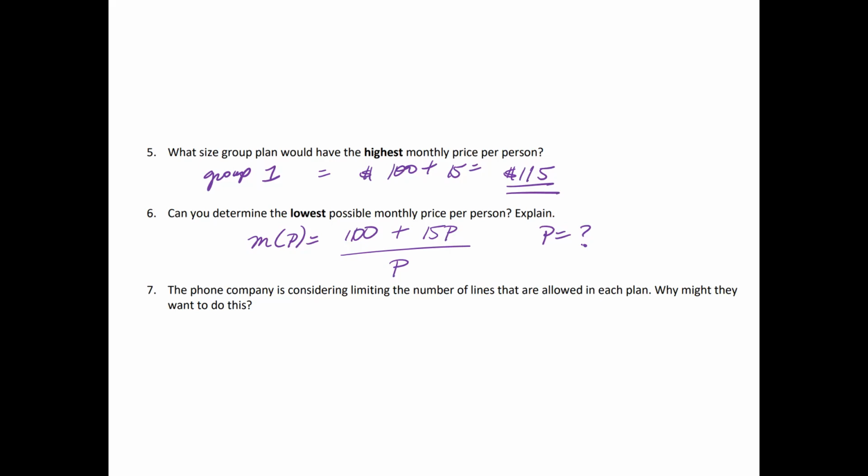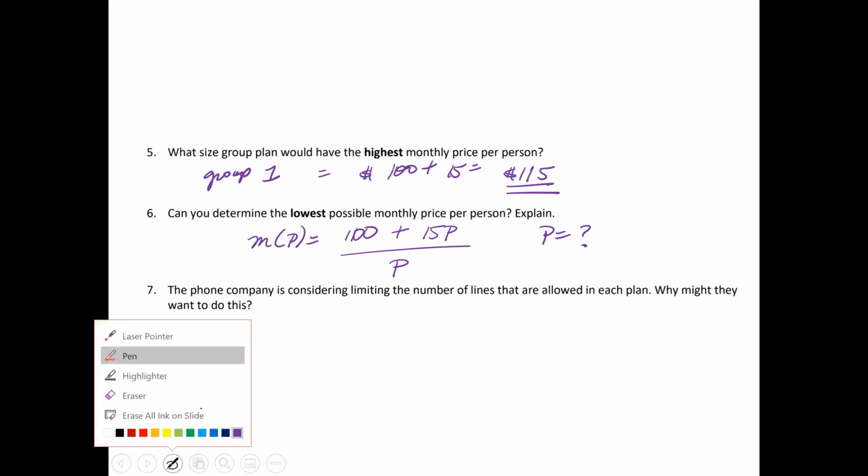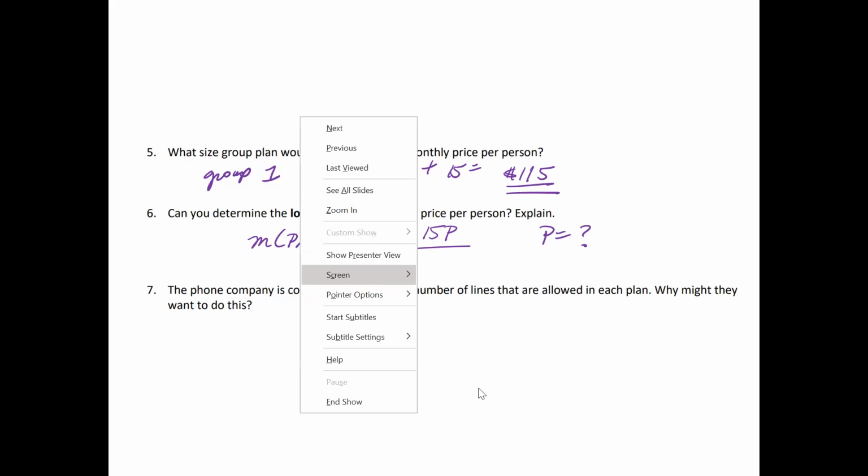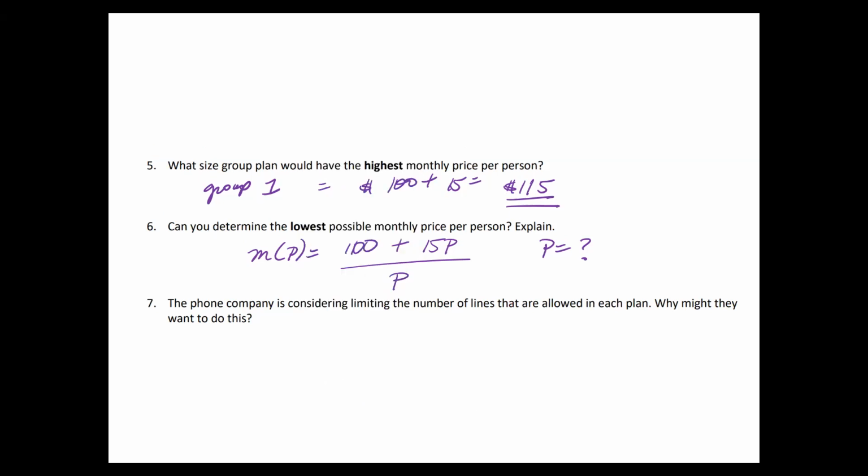Okay, number 7. The phone company is considering limiting the number of lines that are allowed in each plan. Why might they want to do this? Well, I think probably because if you guys keep on adding more and more people to it, it will be so not cost effective for them that they probably wouldn't be happy with it. So let's take a look at this. You guys don't have your TI-84 calculators, and that's okay because I have mine. I'm just going to show you how to do this.